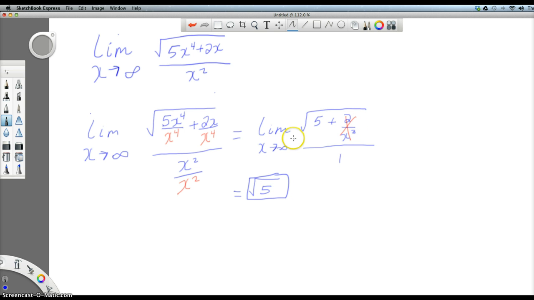This is eliminated. So the limit as x approaches infinity of the square root of 5x to the fourth plus 2x, the whole thing divided by x squared, is just root 5.